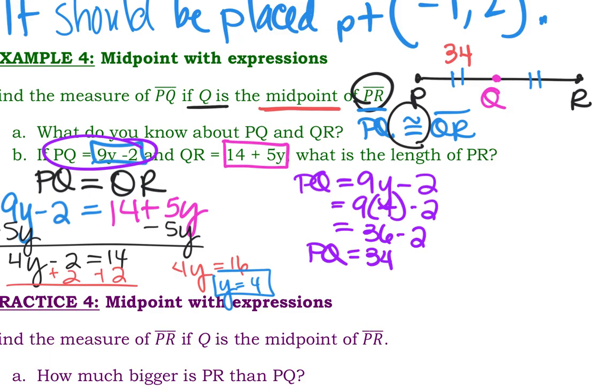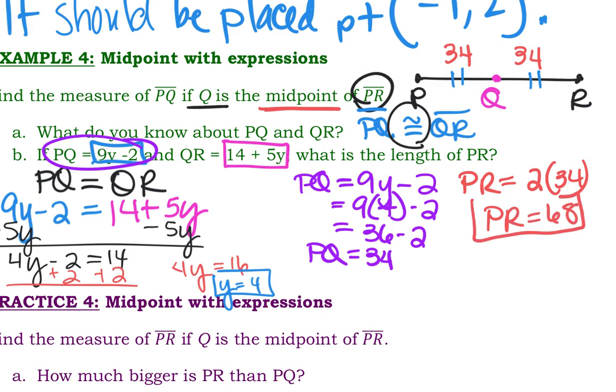No, because what do we know about P to Q and Q to R? They're the same. So then to figure out P to R, what do I have to do? Multiply by 2, or add it to itself, whatever you want to do. P to R is equal to 68. Okay, I'm going to make this very clear.